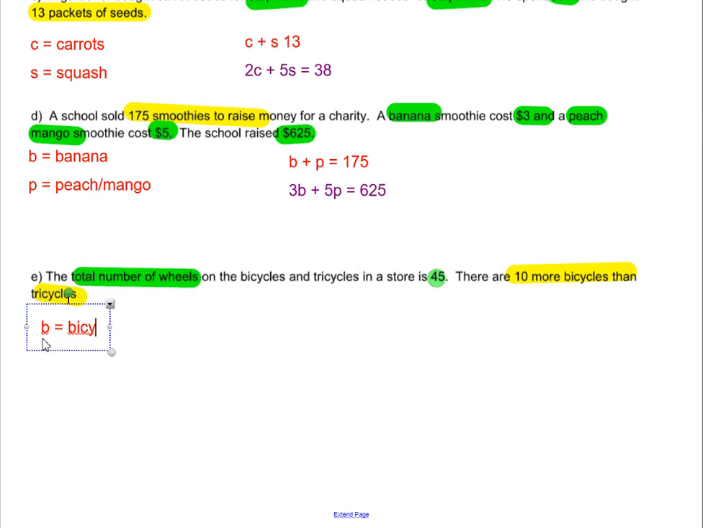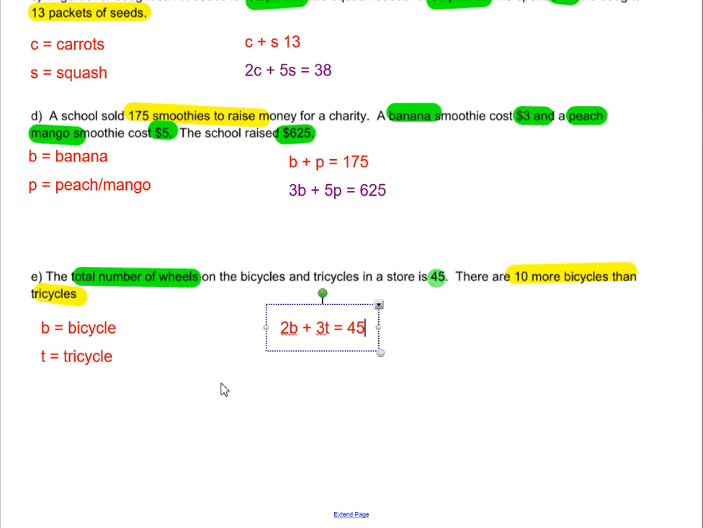If I could spell. And T is going to equal my tricycles. Now I have a total number of wheels of 45. So a bicycle has 2 wheels plus a tricycle that has 3 wheels is going to equal a total of 45 wheels.